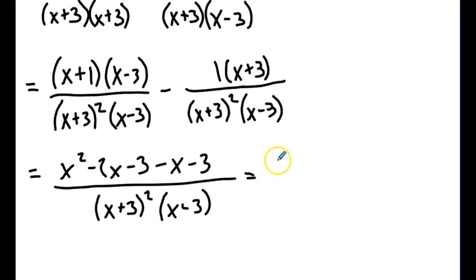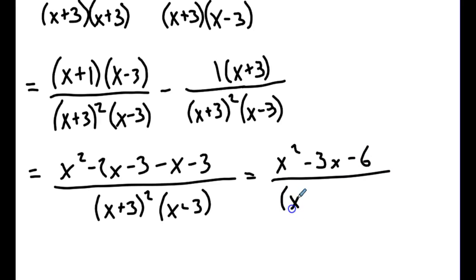Combine like terms in the numerator, x squared minus 3x minus 6, all divided by x plus 3 quantity squared and x minus 3. Remember, it's x plus 3 quantity squared because we had two factors of x plus 3. Now we would want to look, is there any way we can factor this numerator? In this case, there isn't, so this is our end result.